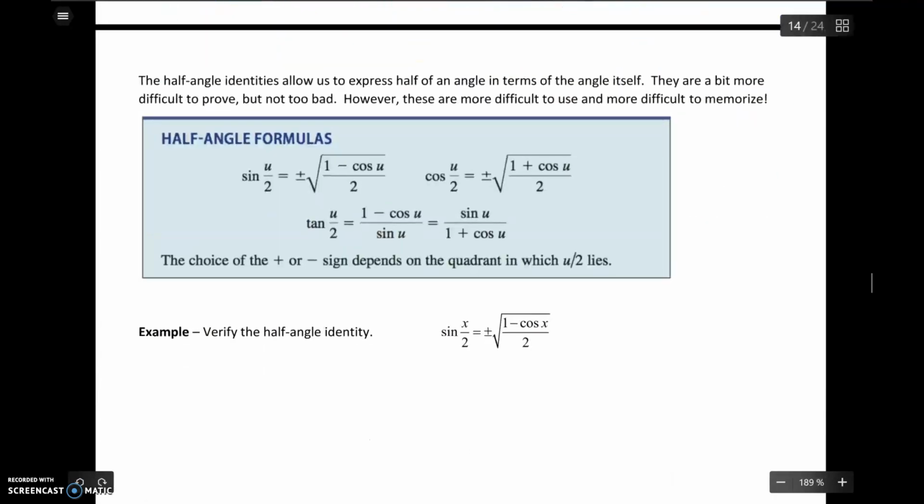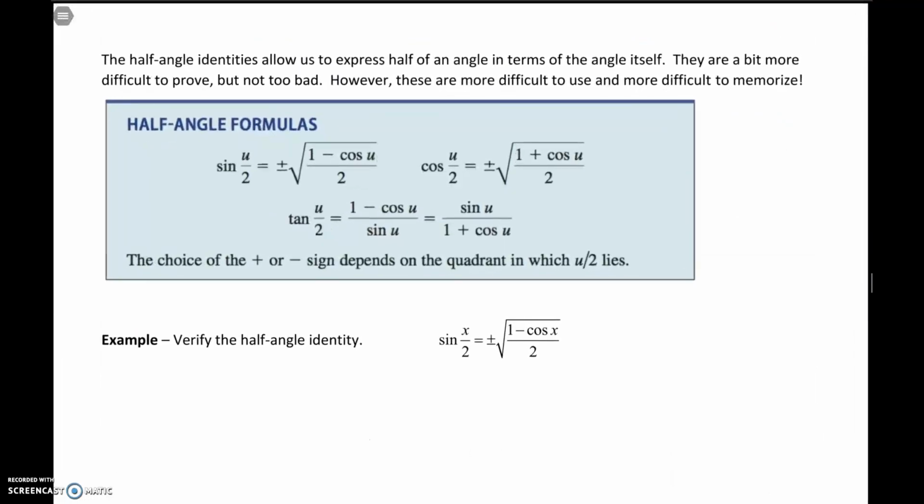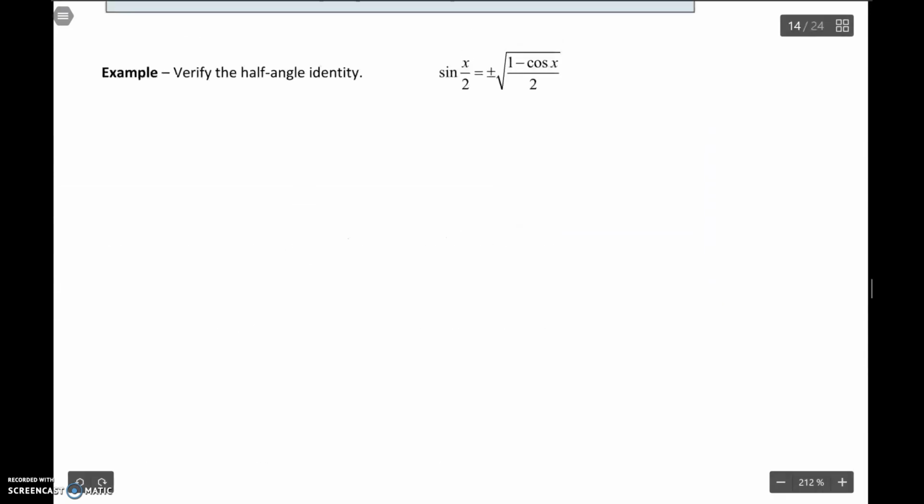All right. And then we have our half angle identities. The half angle identities allow us to express half of an angle in terms of the angle itself. They're a bit more difficult to prove, but not too bad. Actually, we use the double angle formulas to prove the half angle formulas. We just do a substitution. However, these are more difficult to use and more difficult to memorize. I really do think they're more difficult to use, and we'll talk about those when we do the examples. What I'd like to do is really just maybe do 2 examples and then save the complexities for class.